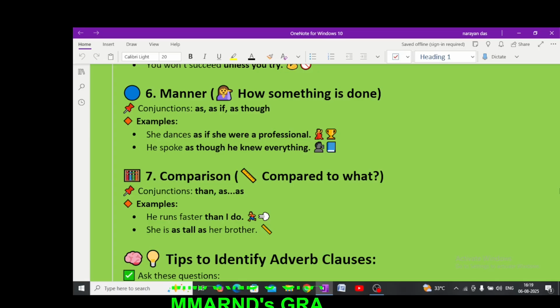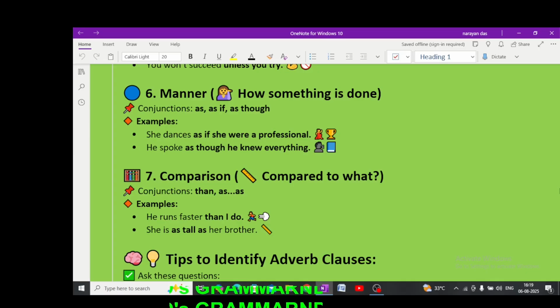He spoke as though he knew everything. As though he knew everything is the subordinate clause. As though is the subordinating conjunction. He spoke in which manner? As though he knew everything. Or you can also use as if he knew everything. Actually, these are also two conditional sentences. Most of the students find it difficult when correct tenses are given in this form.